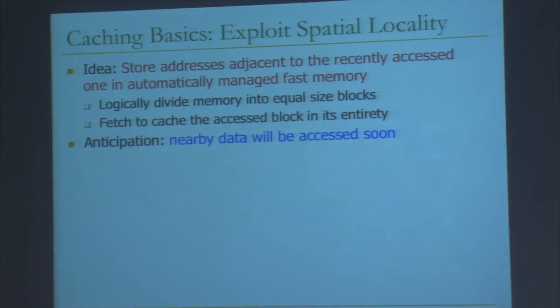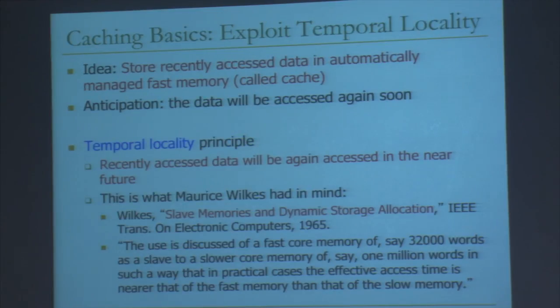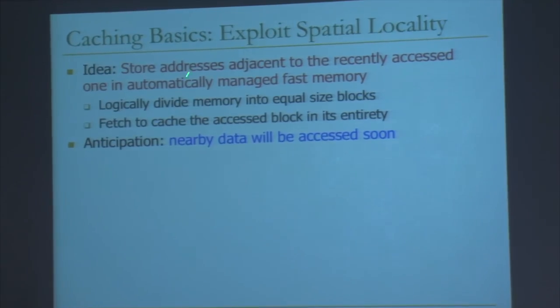Okay, so how do you exploit spatial locality? Well, in temporal locality, whenever you access a data word, you keep it in the cache, right? You keep it in faster memory. Well, spatial locality says whenever you access a data word, it's likely that you're going to access the data words that are close to each other. So instead of storing just that data word, why don't you store the data words or addresses that are adjacent to the recently addressed one in the same automatically managed memory?